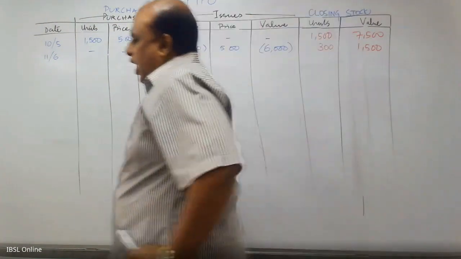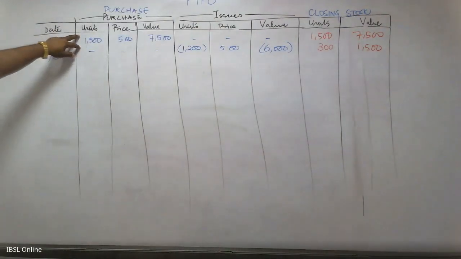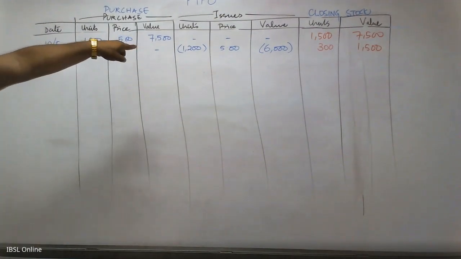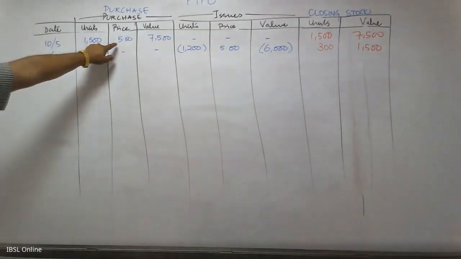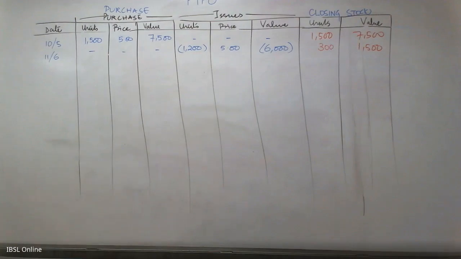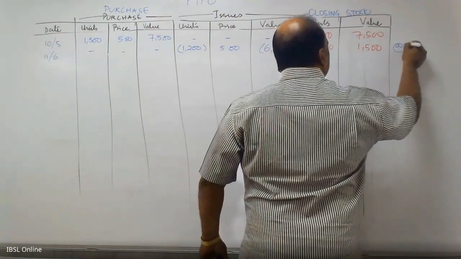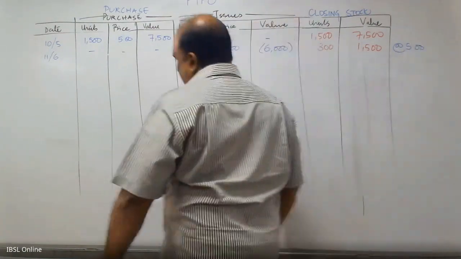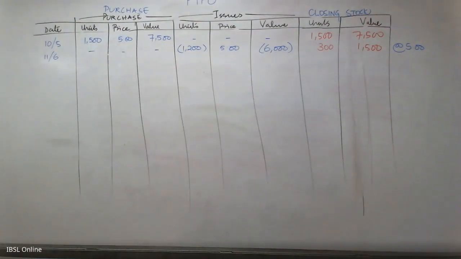So up to now, from the stock I had of 1,500 units, I have sold only 1,200. There is 300 remaining from the stock of 1,500. So you have to remember. If you want, you can just mark this at 5 rupees. The closing stock is at 5 rupees.